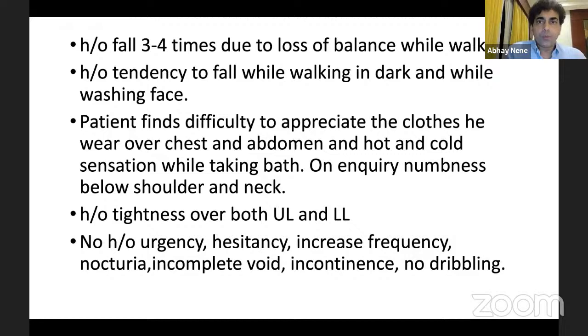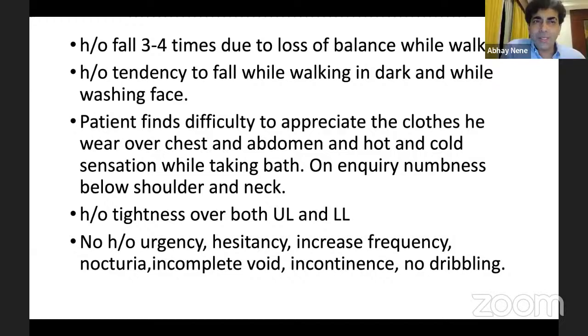Okay, that's good. So once you tell me all those terms you've used for urinary symptoms, what is urgency? What is hesitancy? What is increased frequency? What is nocturia? What is incomplete void? What is incontinence? What is dribbling? Sir, urgency is when the patient has this urge to urinate, and while going to the bathroom, he just passes the urine. That is called urgency.